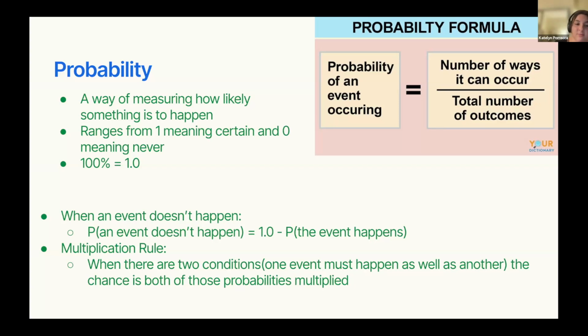If you wanted to find when an event doesn't happen, you're basically just taking your 1.0, your 100%, minus the probability that the event happens. That's what that P stands for, probability. So 1 minus the probability that an event does happen will equal the probability that an event doesn't happen. And then also there's the multiplication rule. Say 2 separate events were to occur back to back. The way you would find the chance of both of those occurring is to just multiply their probabilities. And I'll show an example of that as well. So let's look at them now.